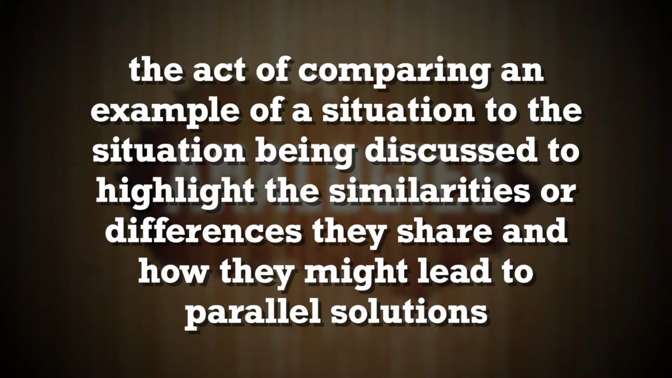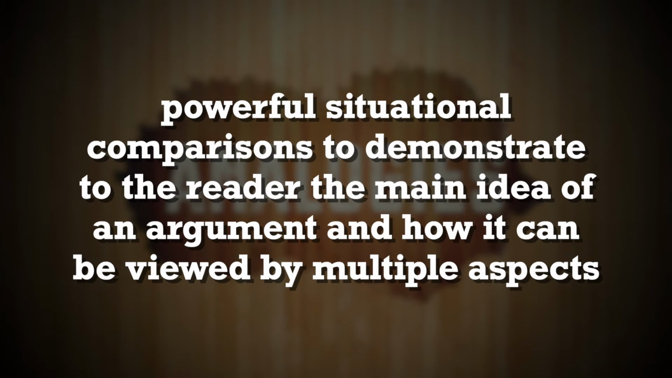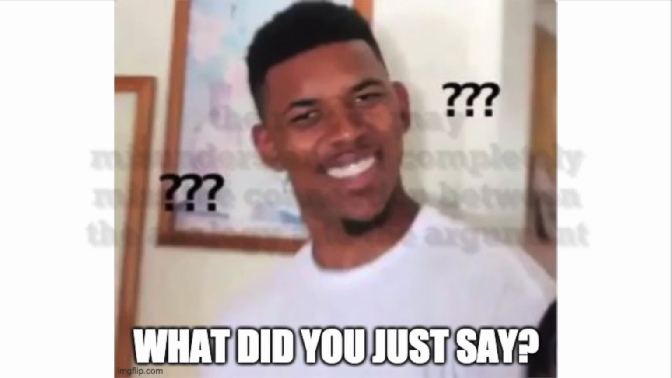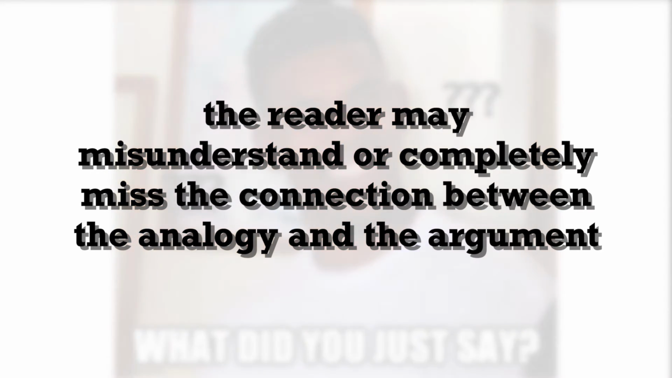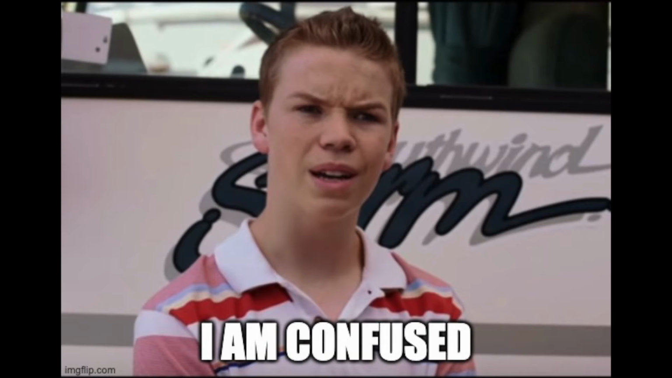Analogies. The use of analogies in an argument is the act of comparing an example of a situation to the situation being discussed to highlight the similarities or differences they share and how they might lead to parallel solutions. Analogies can be powerful situational comparisons to demonstrate to the reader the main idea of an argument and to show how it can be viewed by multiple aspects. They can also be dangerous, however, as the reader may misunderstand or completely miss the connection between the analogy and the argument. The example cannot be too far from the subject of the argument, or it will cause confusion for the reader and distract from the main point.